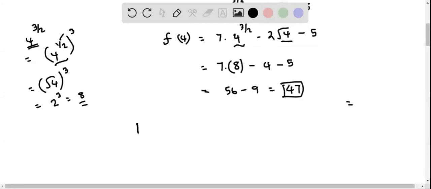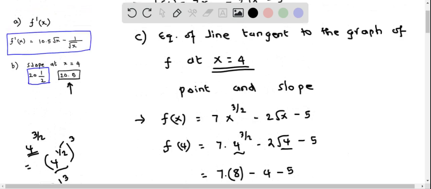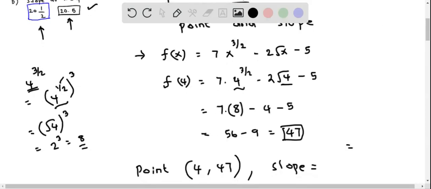So therefore the point is 4 comma 47, and slope equals 20.5, or we can also put this in fraction, that is 41 by 2. So let's consider the slope in fraction form, which is 41 by 2.